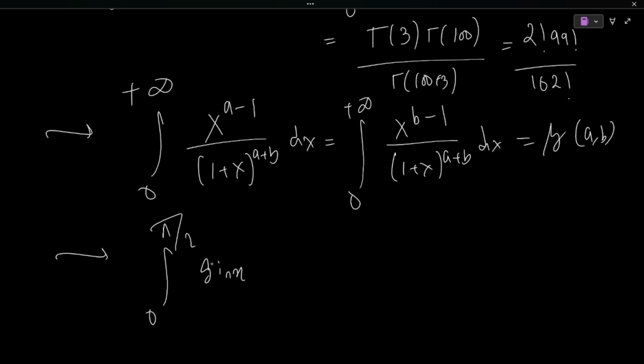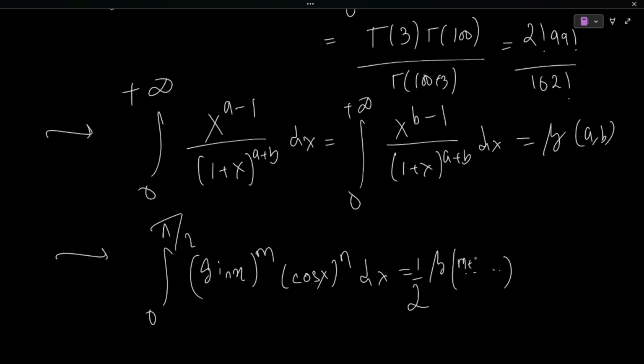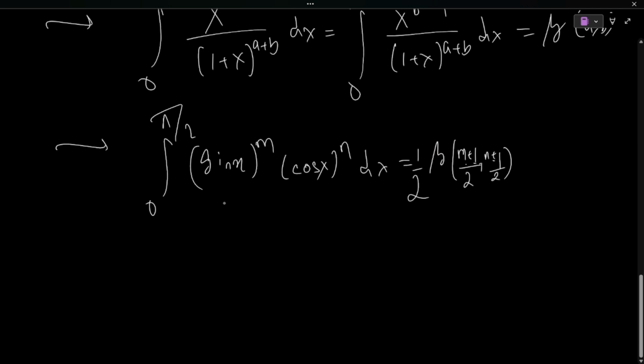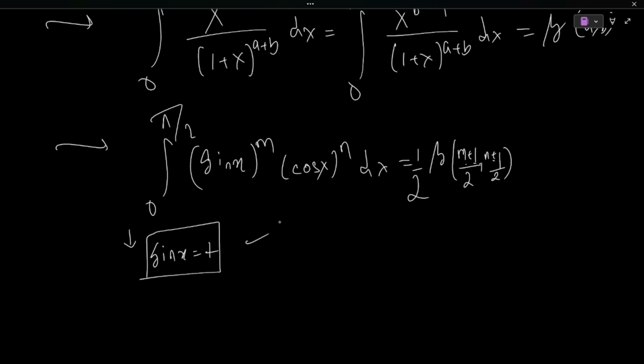Okay. Also, another kind of integral, which is this: the integral from 0 to pi by 2 of sine x whole to the power m and cos x whole to the power n dx, can be represented in terms of beta of something. It's basically (m plus 1) by 2 and (n plus 1) by 2. I'm not going to derive it. And there is a half outside as well. So I think it is like this, but I may be wrong. But yeah, you can do this. And how can you do this? You can do this by using the substitution sin x equals t. So there are so many applications of the gamma and beta functions.